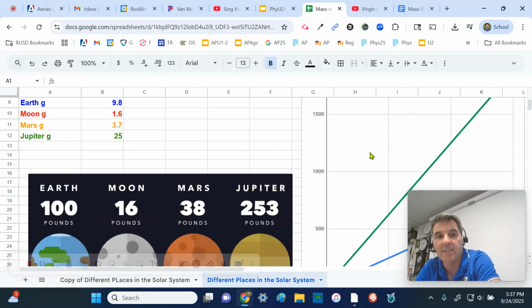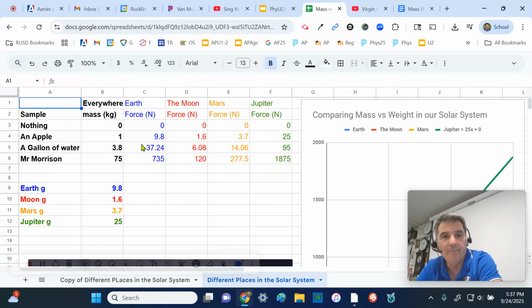And so you could do the exact same experiments, with the exact same things: an apple, a gallon of water, and Mr. Morrison. You would see I'd weigh 735 newtons on Earth, but I'd weigh 277 on Mars, and I'd weigh 1,875 newtons on Jupiter. However, my mass wouldn't change. My mass is the same everywhere I go.